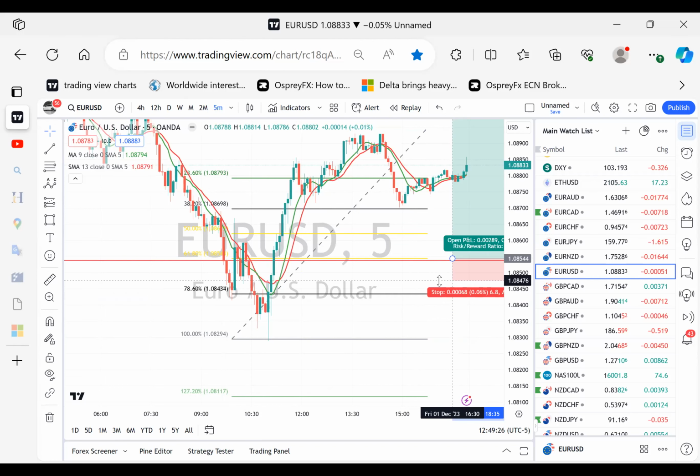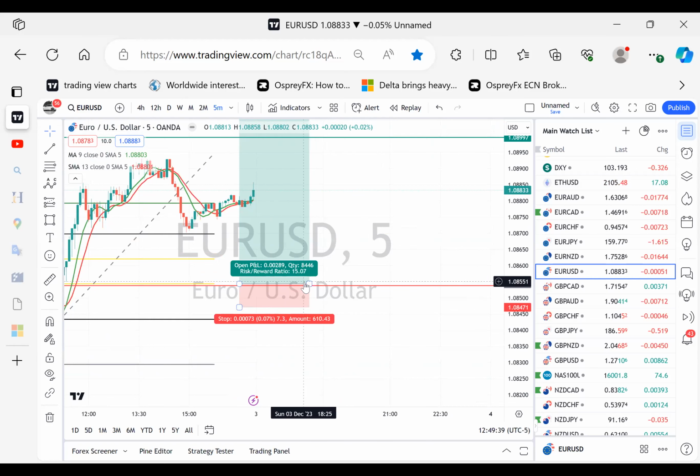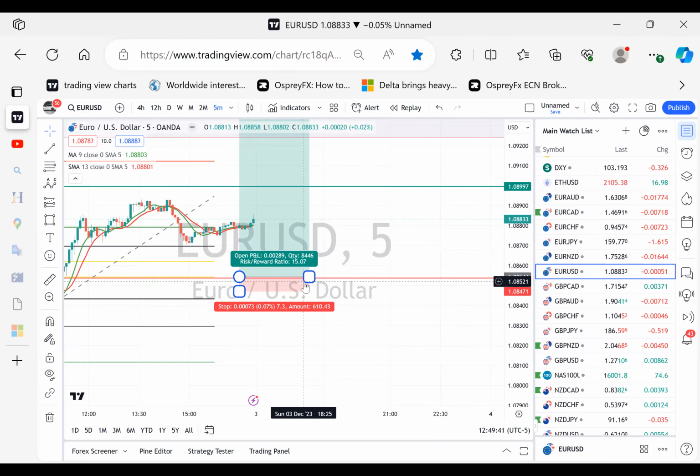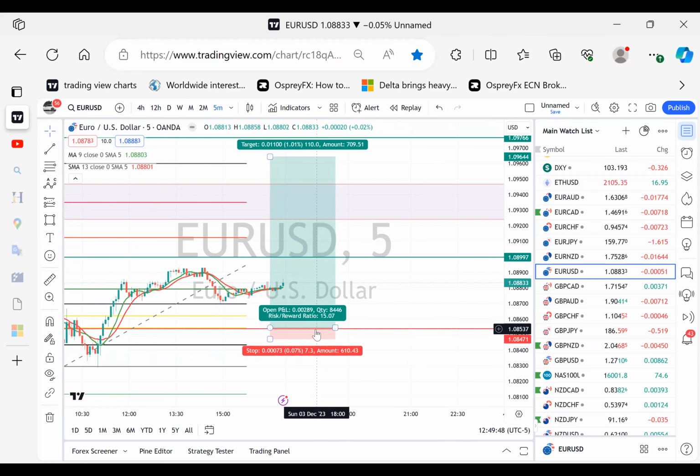I'll just protect this low down here. This is a 7 pip stop because here's the imbalance right here. There's no imbalance here. There's an imbalance. So on the 5-minute, that's probably a 15 RR. But I mean, this is how it works. And even if you don't trade it, mark it up so you can see it for yourself.